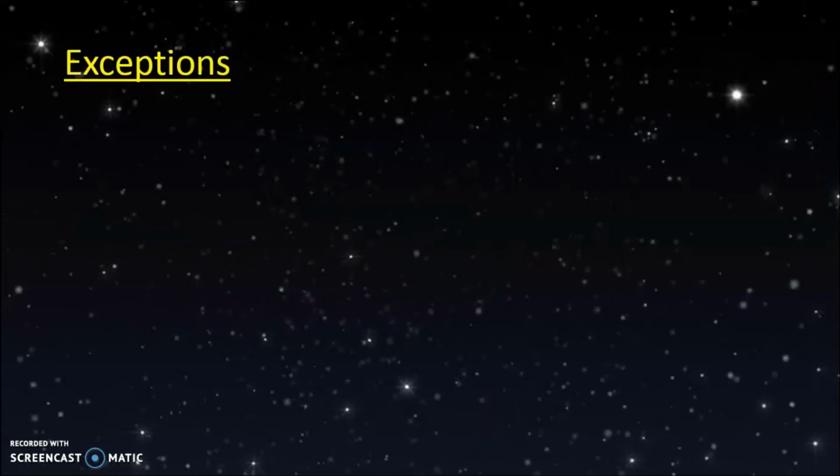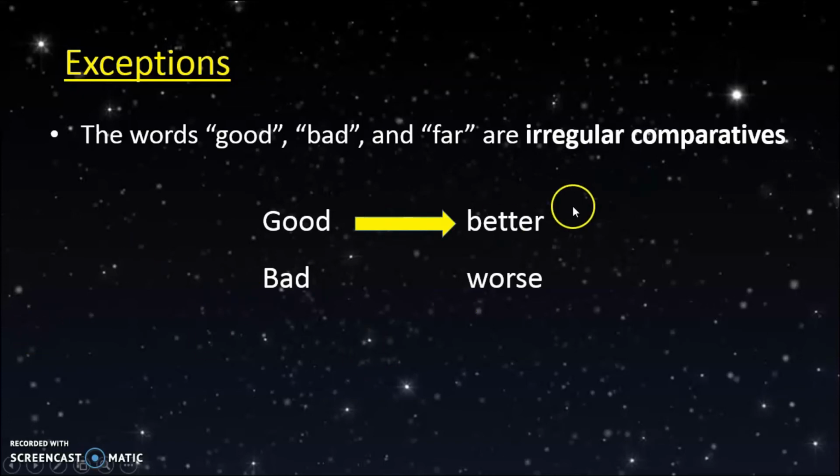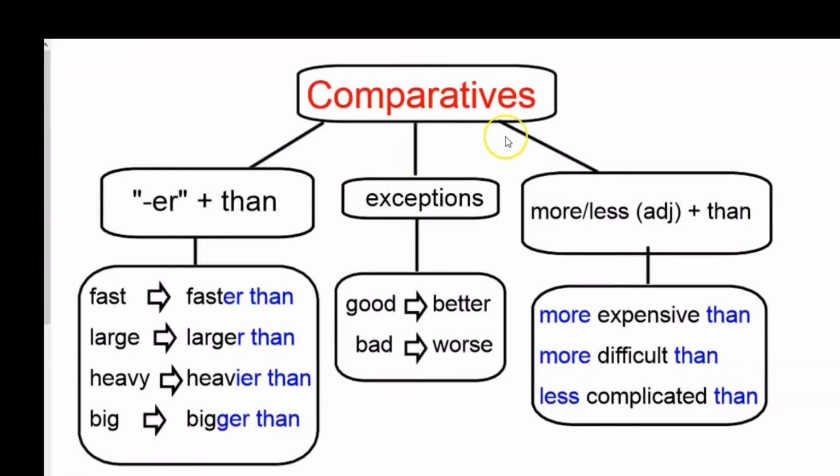We have some exceptions when we use comparative adjectives. The words good, bad, and far are irregular comparatives. So good doesn't become gooder. Good becomes better. Bad doesn't become badder. Bad becomes worse. Over here, we have a chart in order to simplify all of this information.